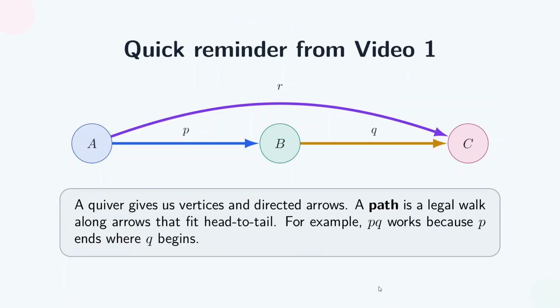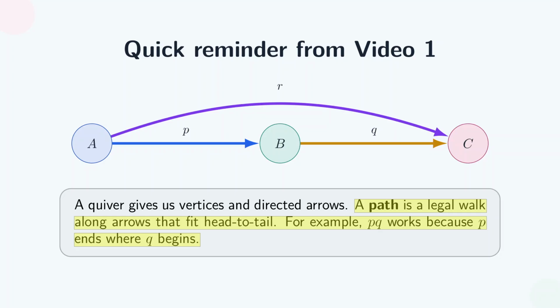A path is a legal walk along arrows. What makes it legal is that the arrows must fit together head to tail. In other words, when one arrow ends at a certain vertex, the next arrow must begin exactly at that same vertex. For example, if one arrow goes from A to B, and another arrow goes from B to C, then we can follow the first arrow and then the second. That gives a path. So a path is not just any collection of arrows. It is an ordered sequence of arrows that connect properly. That little fitting condition is the whole heart of the idea.